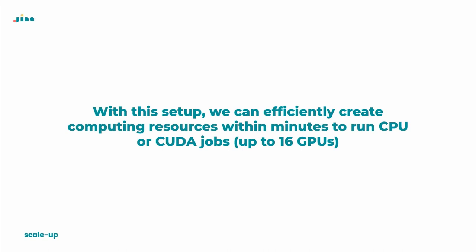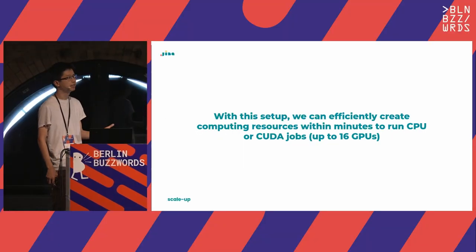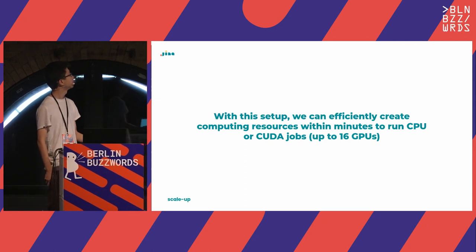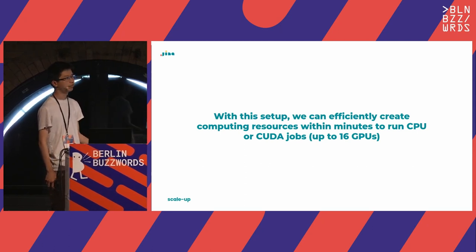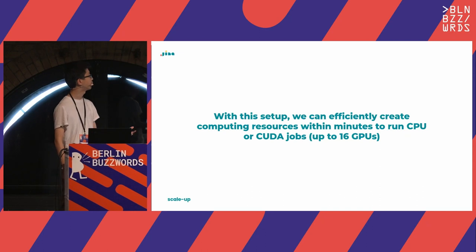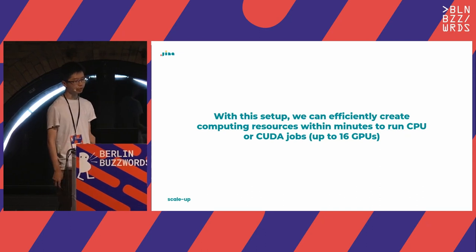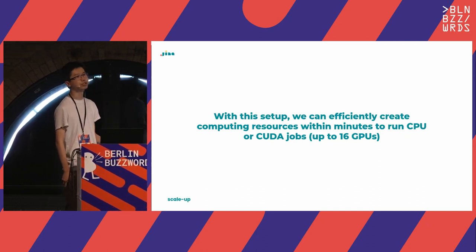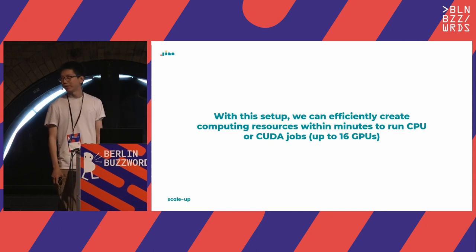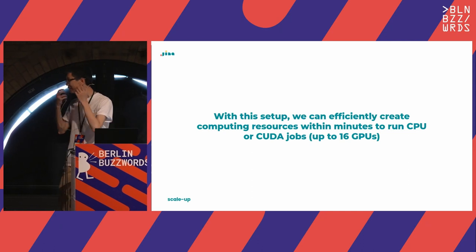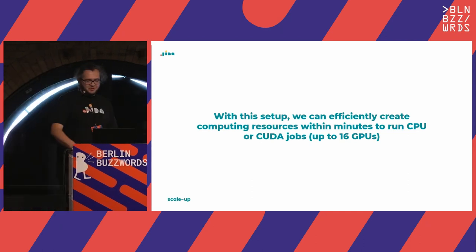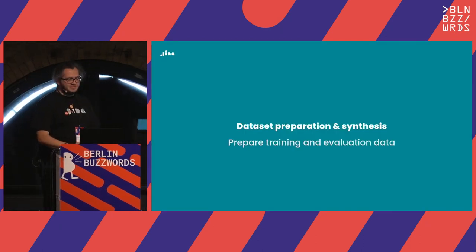And with this setup, we can effectively create computational resources within minutes. It's typically 3 to 5 minutes to run a CPU or CUDA job. If it's a CUDA job, then we can request up to 16 GPUs, which is sufficient to train basically any embedding model. I think we go back to Max. Yes, thanks, Paul. I will go now into the data preparation and synthesis part.